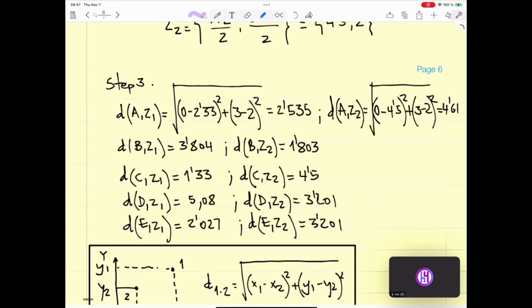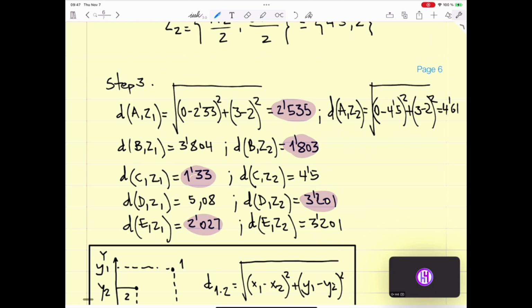So what do we do here? This is the key part, okay? This is the key step. We choose A to be in the group of centroid 1 because the distance to centroid 2 is bigger, 4.6. Okay? So we choose B to be in the group of centroid 2 and C in the group of centroid 1. And D in the group of centroid 2, and E in the group of centroid 1. Okay? So we have a new cluster.